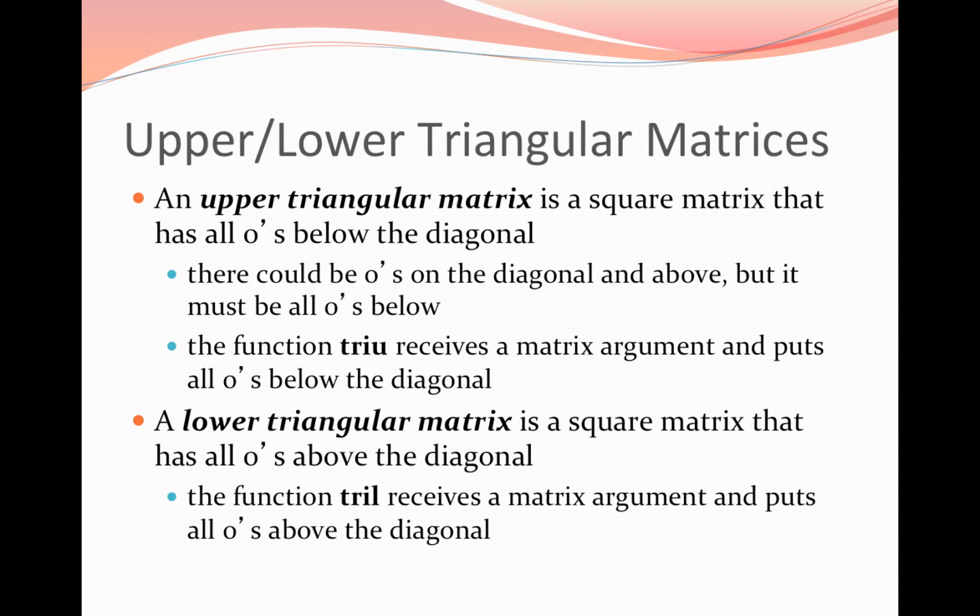A lower triangular matrix is basically the reverse. It's a square matrix that has all zeros above the diagonal. So the non-zero values are in the lower part of the matrix. And MATLAB has a function tril that will receive a matrix argument and it will make it into a lower triangular matrix.